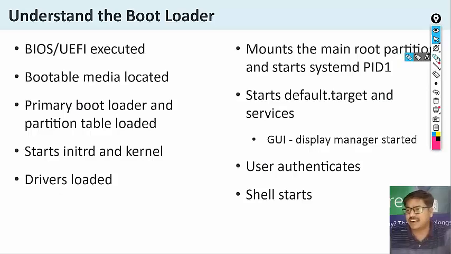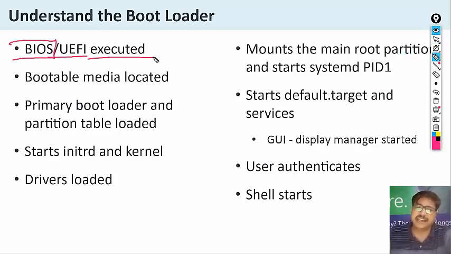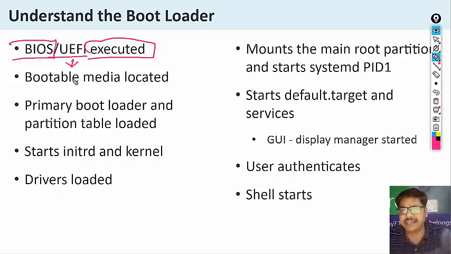So let's understand the bootloader. What is the bootloader? First the BIOS and UEFI are executed. Later on it will find the bootable media. Where is the bootable media located? It is inside the USB, inside the hard disk, or inside the ISO image or something over the network. It is defined where the bootable media exists. Then it will load the primary bootloader.